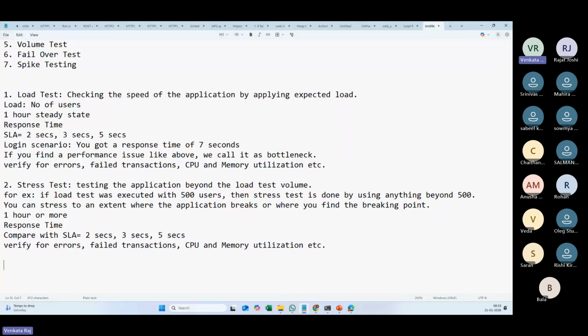So what happens is when it breaks, you get to see a lot of errors during the test itself. Like you get to see errors like 500, 502. 500 is like internal server error, and 502 is like bad gateway. You might also see a 504 gateway timeout. There are different types of errors that we generally see when the application is down.